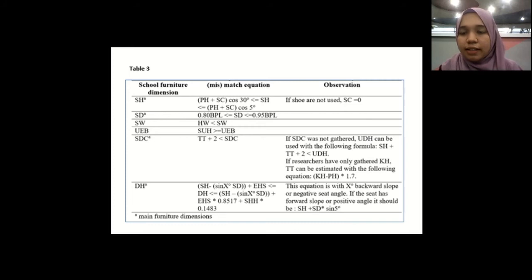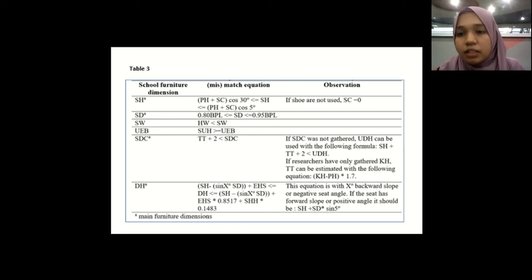Okay, now we are at the end of the processes in the lab, where you have to measure whether there is a mismatch between the student and the furniture dimension. So you have to refer to Table 3 for any measurement. If you see the seat height, you have to insert the value of the popliteal height and the shoe correction. If the shoes are not used, you just put 0. But in case shoes have been used, you have to put 2.5 centimeters.